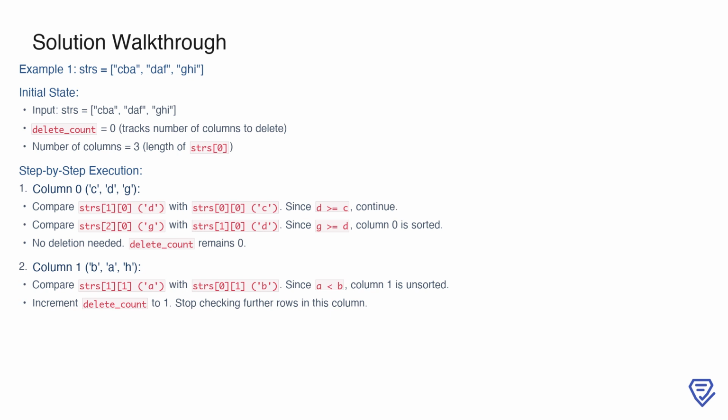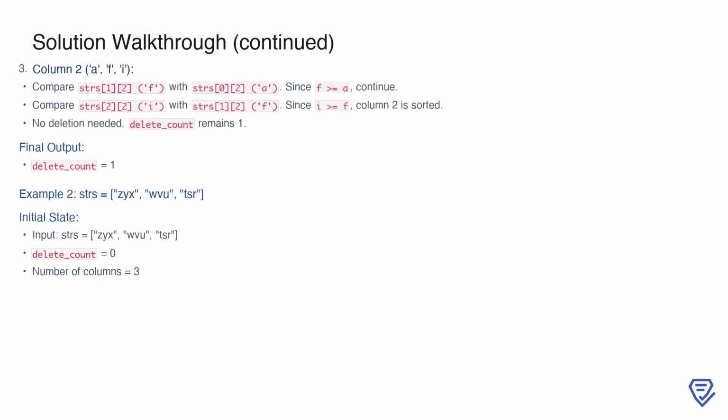Starting with column 0, we observe the characters C, D, and G from top to bottom. Comparing adjacent characters, D is greater than or equal to C, and G is greater than or equal to D, so column 0 is sorted, and no deletion is necessary. Moving to column 1, with characters B, A, and H, we notice that A is less than B, meaning column 1 is unsorted. As a result, we increment delete_count to 1 and stop further comparisons in this column. Examining column 2 in the same example, we have the characters A, F, and I.